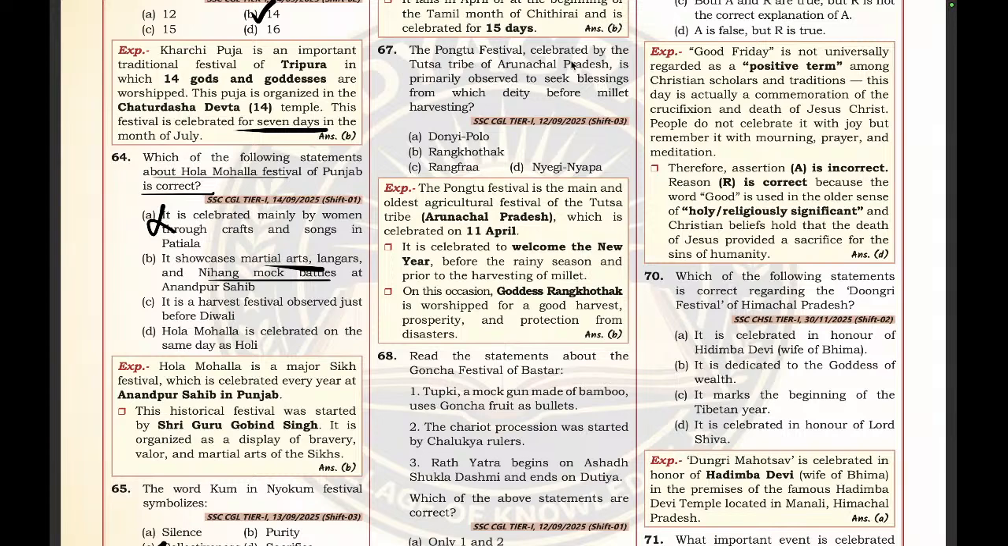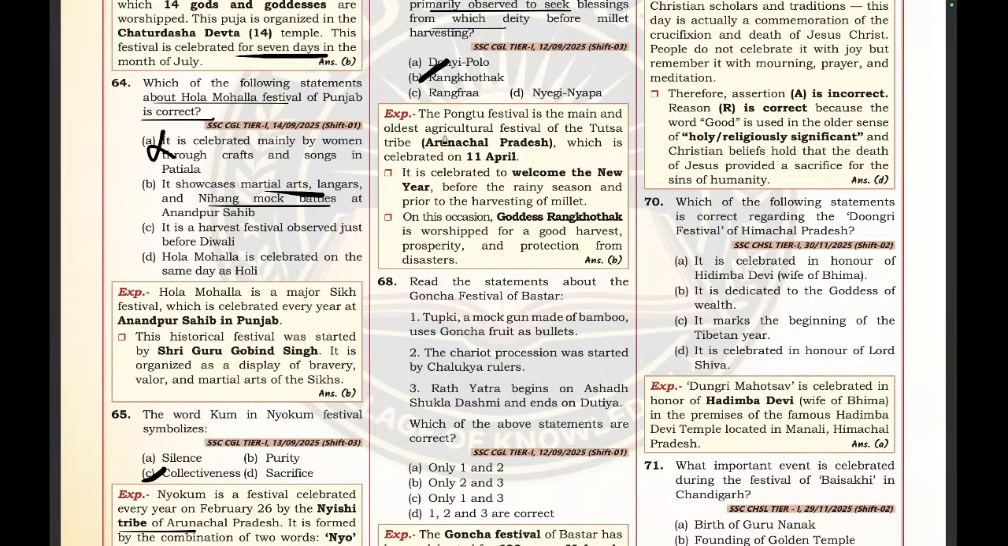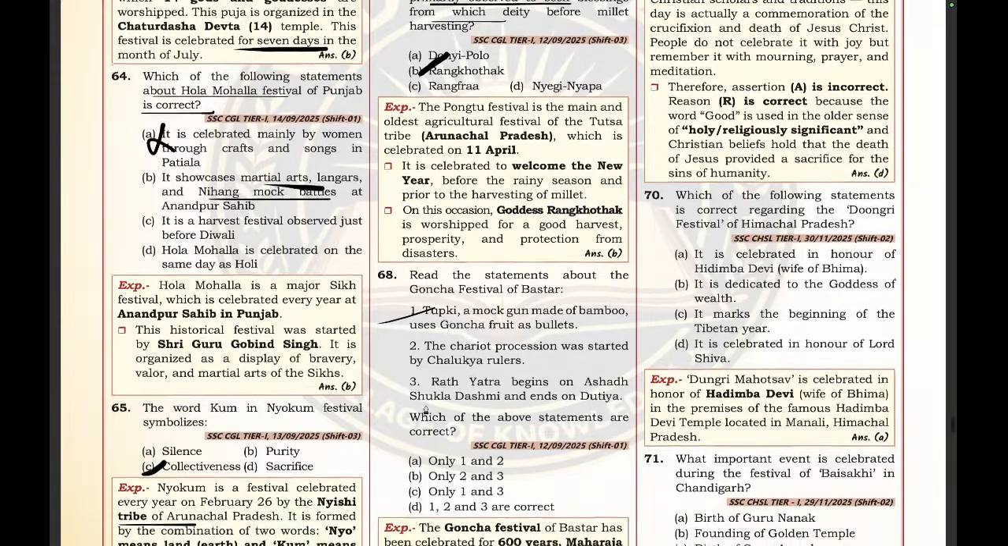The Potungu festival is celebrated by the Tusa tribe of Arunachal Pradesh, primarily observed to seek blessings from which deity? You can write this answer down: Rangkothak. The tribe celebrates for Rangkothak. It's a goddess. Thupkia is a mock gun made of bamboo that uses goncha fruit as bullets. That is correct. The chariot procession was started by the Chalukya ruler. Rath Yatra begins in Ashar and in Datia.